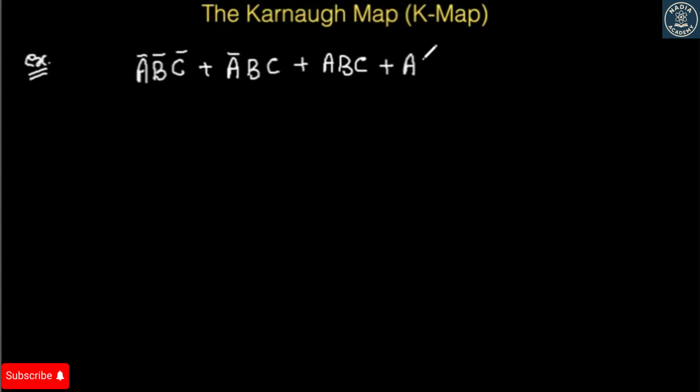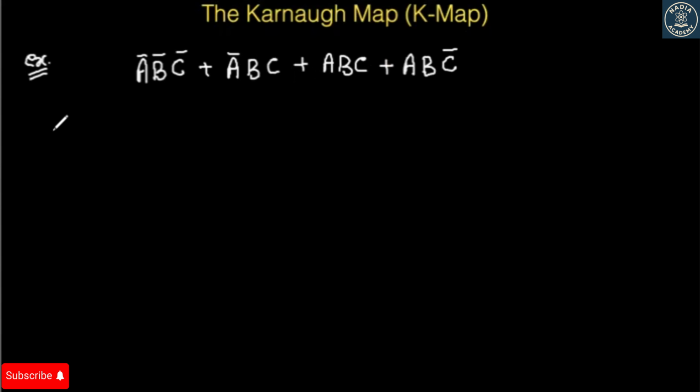Okay, now let's solve a few more examples. So the first example is for three variables. The domain is ABC. Our expression is A bar, B bar, C bar plus A bar, B, C plus A, B, C plus A, B, C bar. So you see, we have a domain of A, B, C.